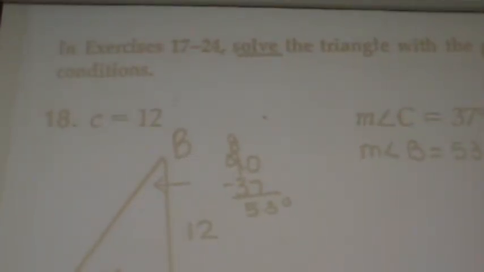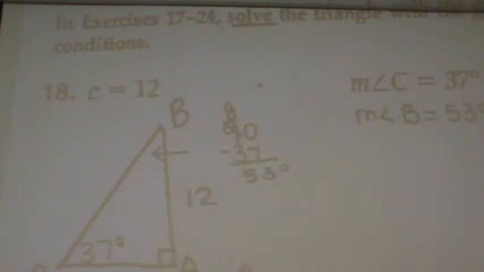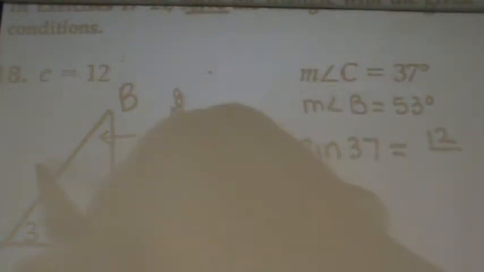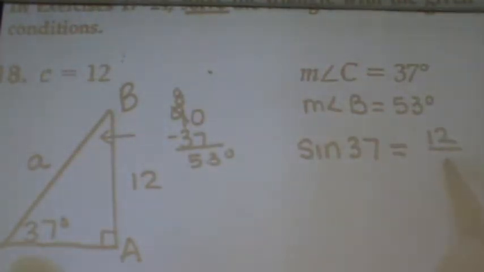Robbie, you good? Okay, then, how would you find one of the other sides? What would you do? Trig. Which trig ratio do you want to do? Let's do sine. Sine of 37 degrees is equal to the side opposite over, this would be side A.